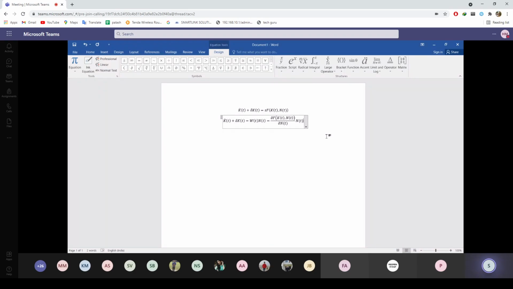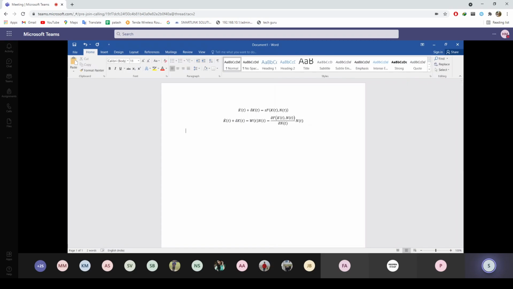Then what is the fundamental equation in terms of per capita? You divide both sides by N(t). Copy it over here. Let me write down this fundamental equation in the per capita form, because I have to ultimately analyze it in terms of per capita.